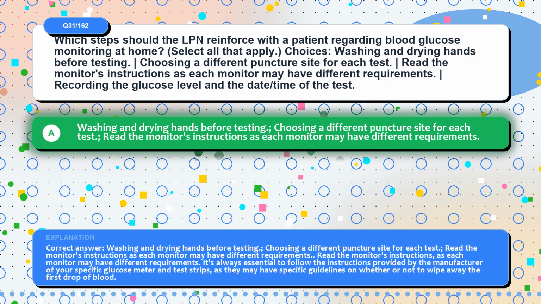Correct answer: washing and drying hands before testing. Choosing a different puncture site for each test. Read the monitor's instructions as each monitor may have different requirements. It's always essential to follow the instructions provided by the manufacturer of your specific glucose meter and test strips, as they may have specific guidelines on whether or not to wipe away the first drop of blood.